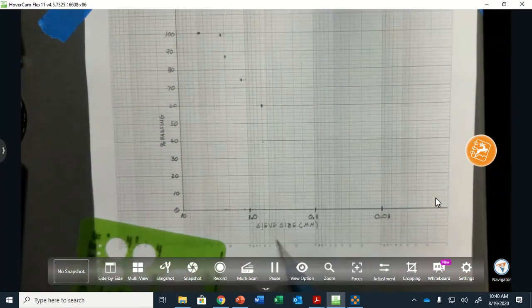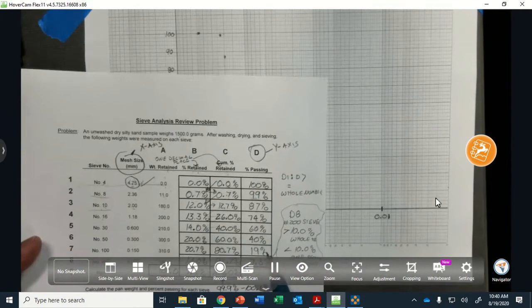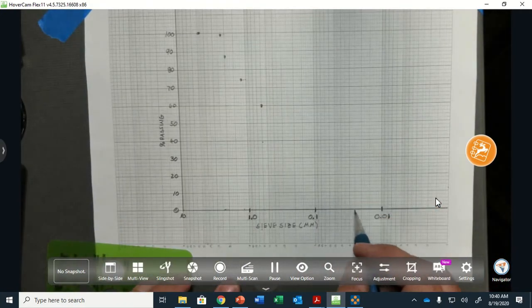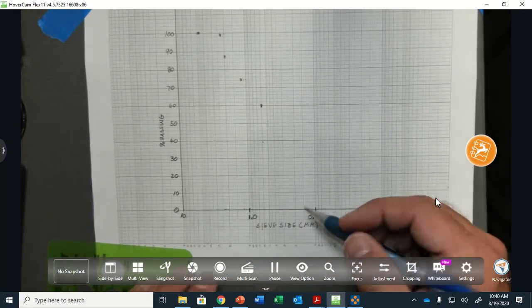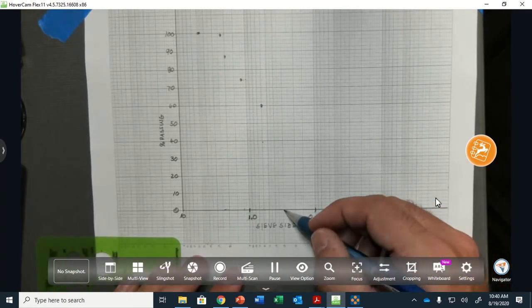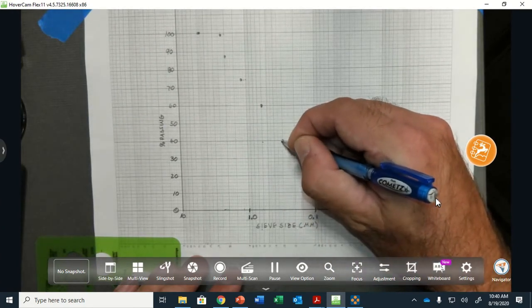All right. And then my next sieve is the number 50 sieve, which is 0.3, and that is 40%. So 0.3, here's 0.1. Remember, it's getting smaller to the right. This is getting bigger this way. Don't mix those up. So here's 0.3, right? 0.1, 0.2, 0.3, and then we're at 40%.